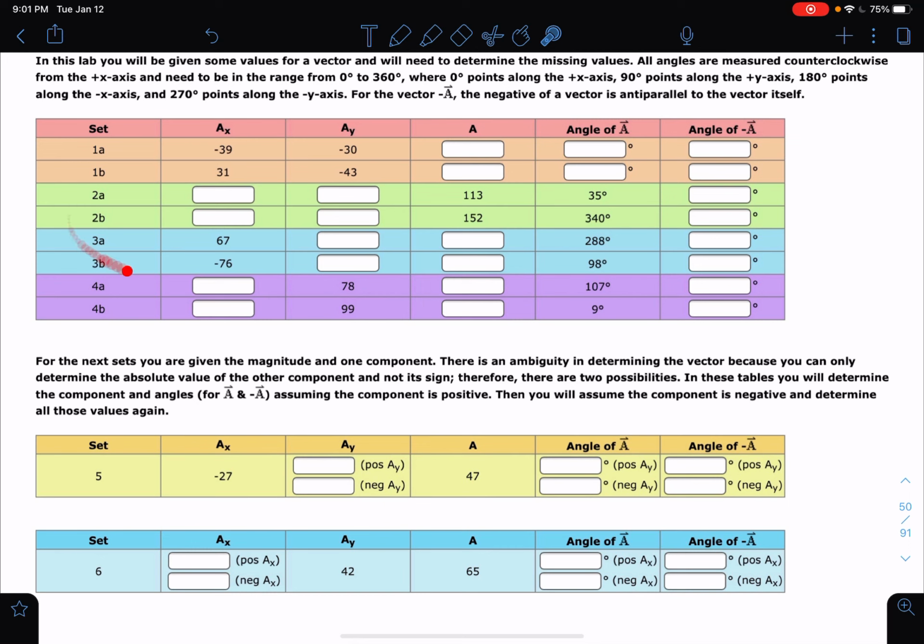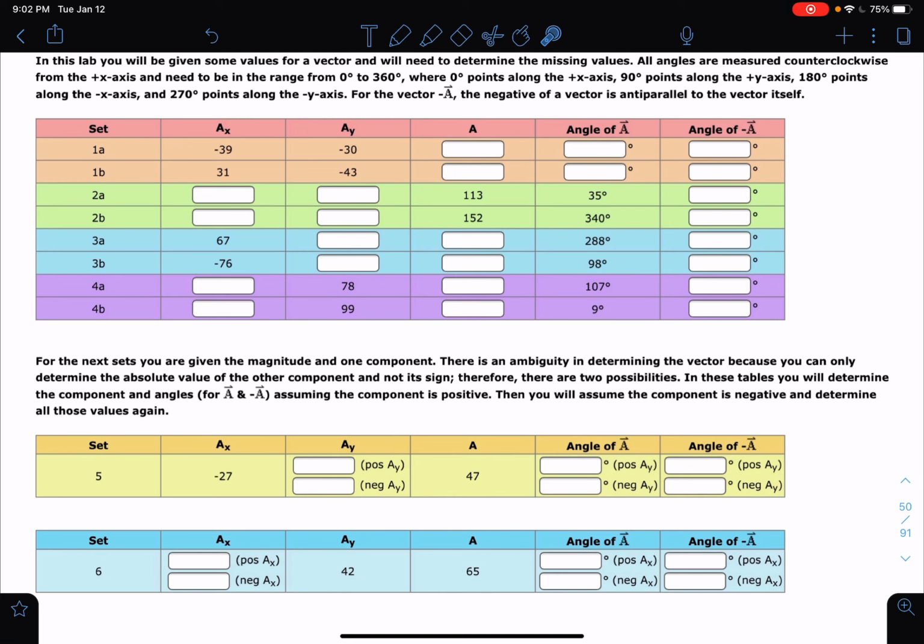Right now I'm going to focus up here on the main table, and also point out that you are also asked to determine the angle of the anti-parallel vector, which is represented with negative a. Negative a has the same magnitude as a, but it's in the opposite direction. It's anti-parallel. And the other thing I want to point out is that the angles here that you are asked to give are, and it mentions it up here, counterclockwise from the positive x-axis.